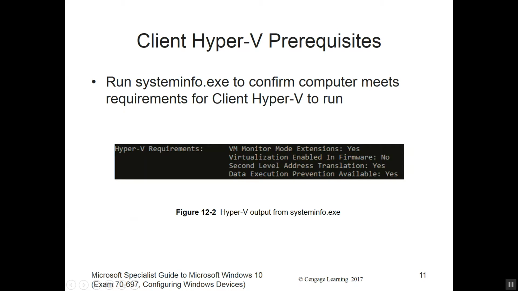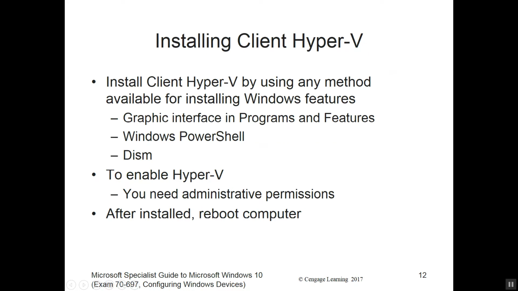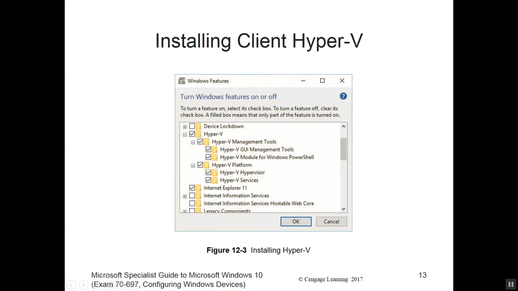Now, you can run systeminfo to confirm that it meets the Hyper-V requirements to be able to run. If I want to install Client Hyper-V, you can install it using a GUI, using PowerShell, or DISM. Once it's installed, you may have to reboot depending on how you're going about it. Now, the first thing that we'll start doing, let's do it using a GUI.